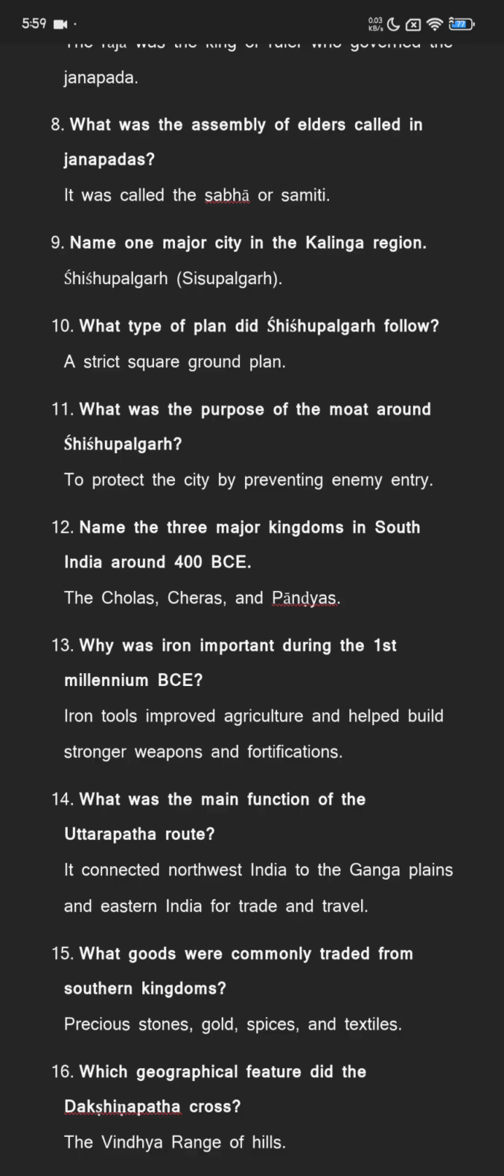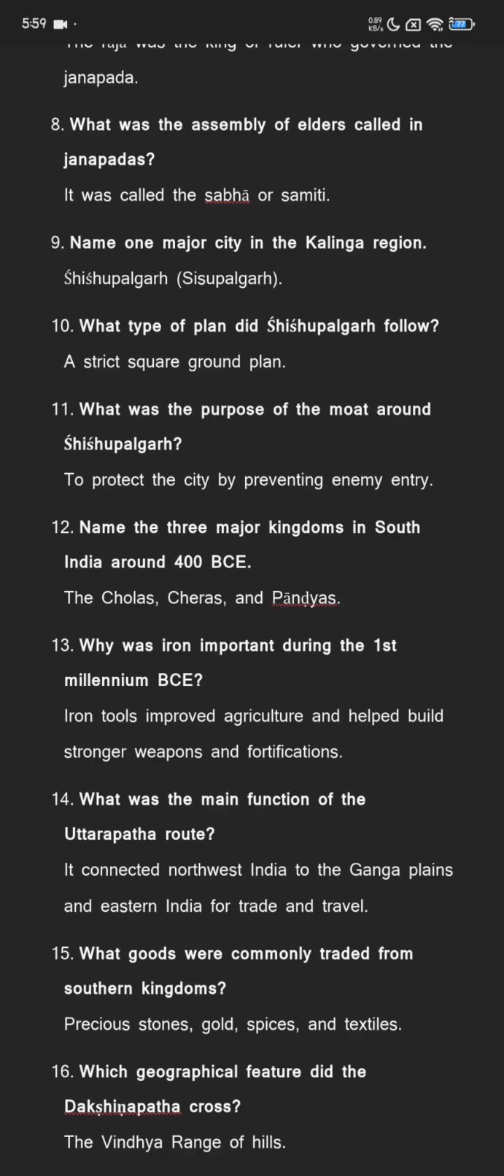Name the three major kingdoms in South India around 400 BCE. The Cholas, the Cheras and the Pandyas. Why was iron important during the first millennium BCE? Iron tools improved agriculture and helped build stronger weapons and fortifications.